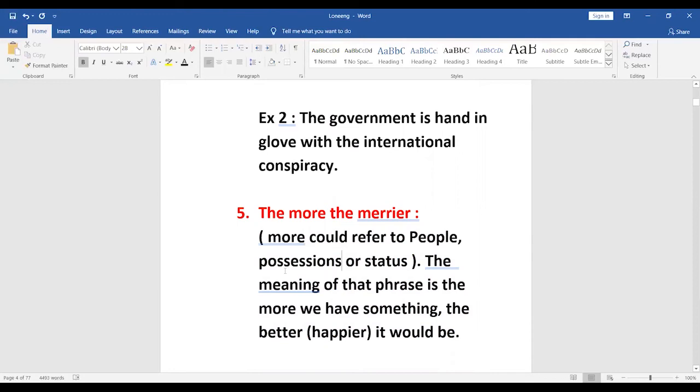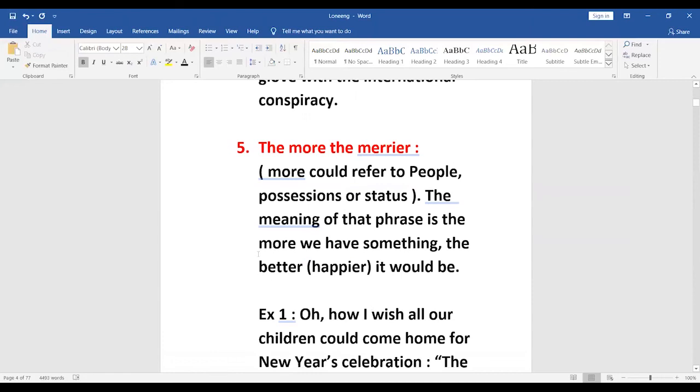Possessions means things like cars or houses, finance, lots of things. It can also mean status. That's the meaning of more. So the meaning of the phrase is that the more we have of something, the better it is, or the happier you would be. The more, the merrier, which means the more you have, the happier you will be.